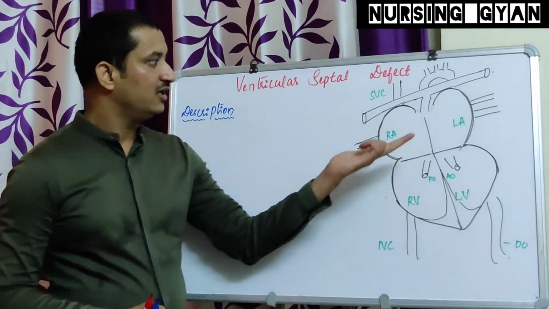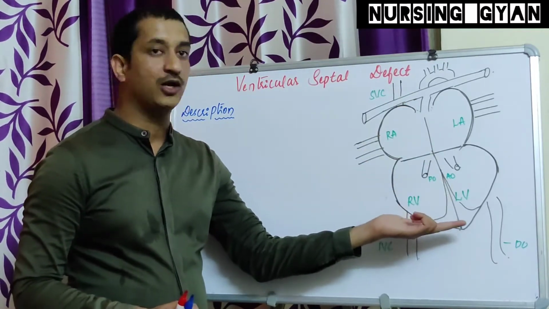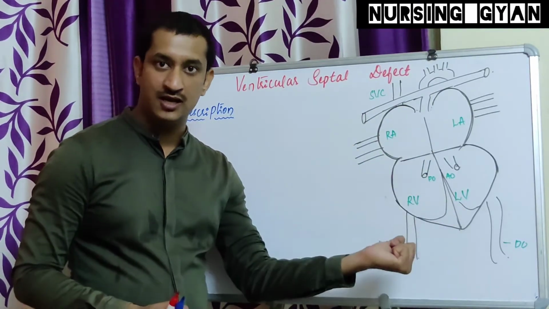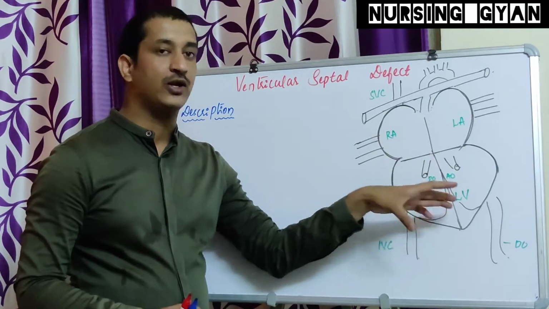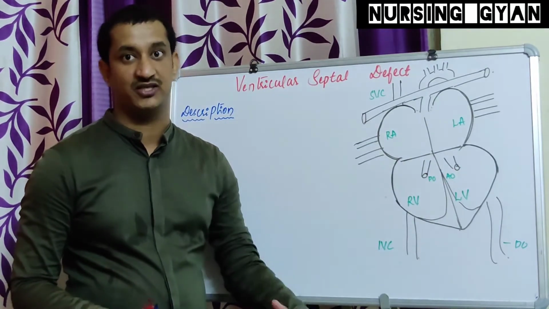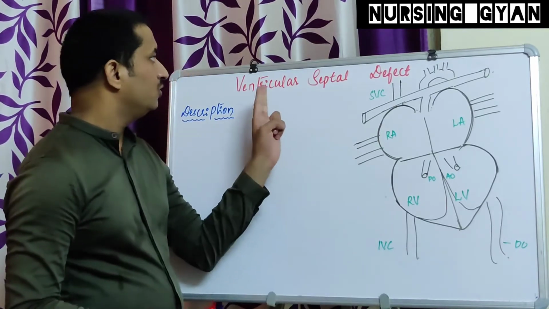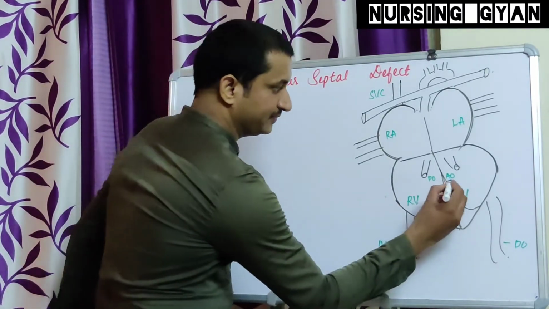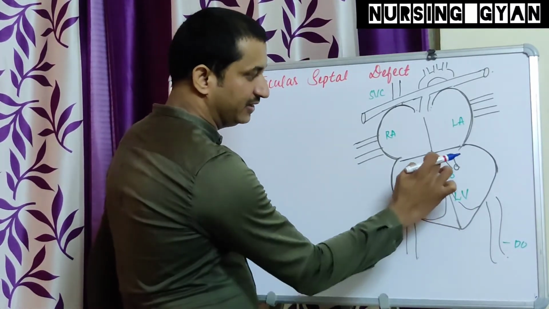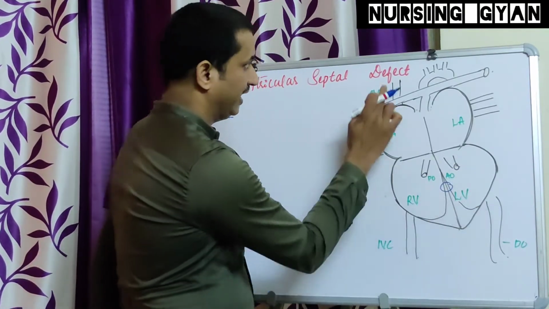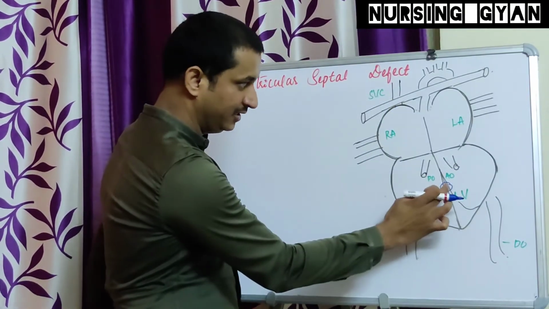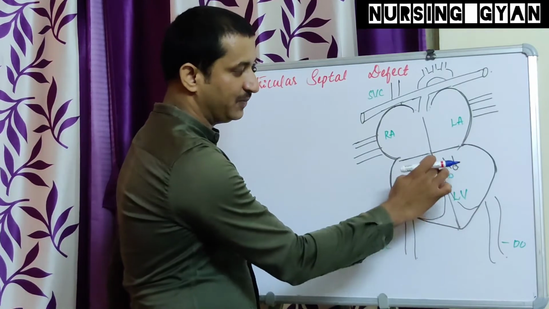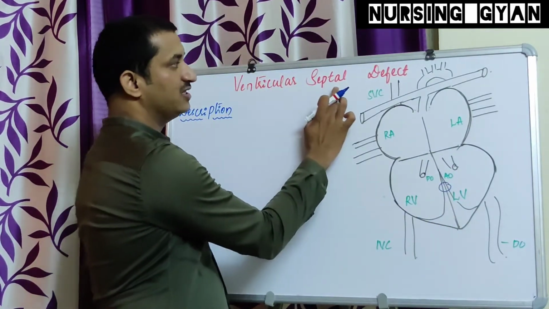As discussed earlier, atriums are the upper chambers and ventricles are the lower chambers. Upper chambers are particularly for receiving the blood and ventricles for pumping the blood. As you know, compared to atrium, the ventricular chamber has larger space or larger structure. So, ventricular septal defect is nothing but a defect present in between the septum of two ventricles. A defect or a hole or an abnormality which is present in between right ventricle and left ventricle of that particular septum. So that is nothing but ventricular septal defect.